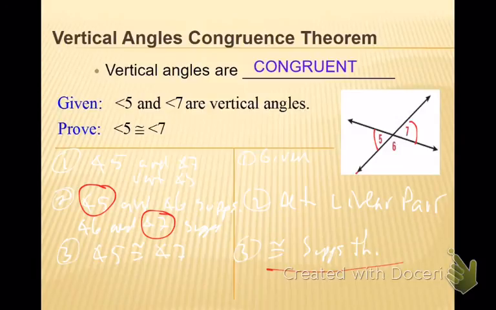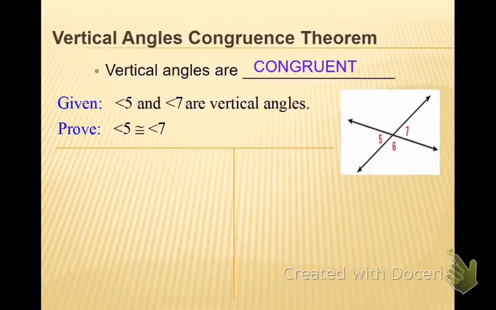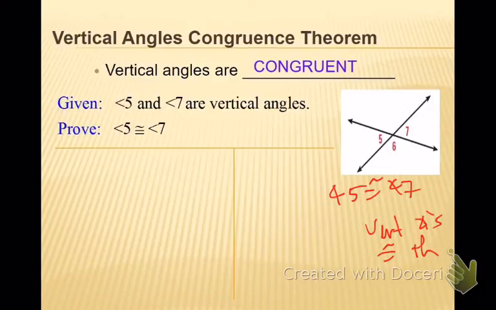And we can also use that from now on. Once we know that, from this picture, we can just assume that angle 5 and angle 7 are congruent because of the vertical angles congruence theorem. So, now that we have this proof, basically what that means is, from this picture, I can just jump down and say that angle 5 is congruent to angle 7, and my reason would be the vertical angles congruence theorem. That's a reason we can use now.